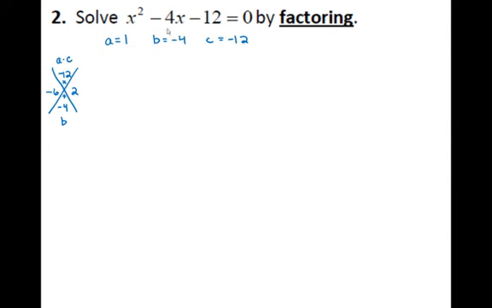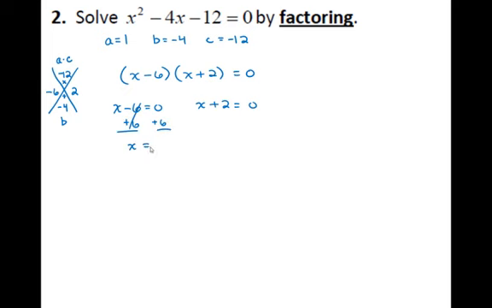So I'm going to rewrite in factored form the quadratic. So x minus 6 times the quantity x plus 2 equals 0. I'm going to use the zero product property. X minus 6 equals 0. X plus 2 equals 0. And solve each individual equation. So one of the solutions is 6. And the other solution is negative 2.